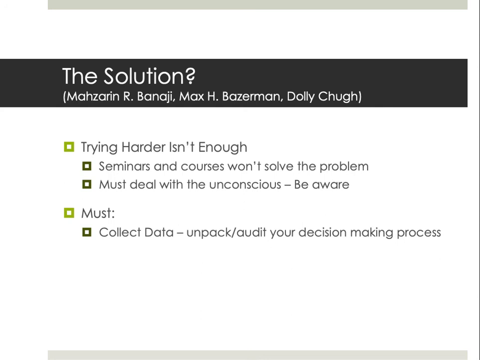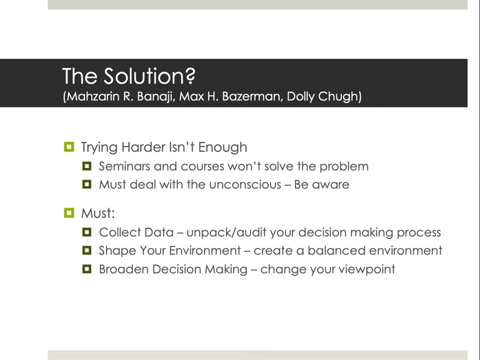Unpack and audit your decision making. Look at yourself and look at what you've done and how you've done it. Are there biases in decisions that you've made? 2, shape your environment. Create a balanced environment so that your decisions are influenced by others that are diverse from you. Right? If you only have people around you that have the same way of thinking as you, then you'll always make the same types of decisions. You want people to have conflict with you so you can have a well-balanced form of decision making.